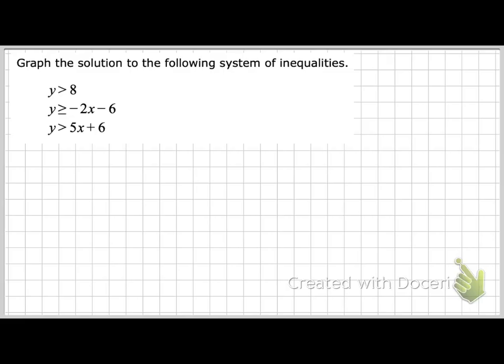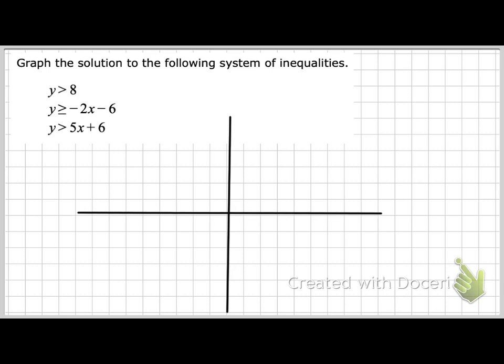This should be a pretty quick video reviewing solving a system of inequalities with two or more inequalities. Here I have three. We're going to graph these on an XY axis and see where they all overlap.